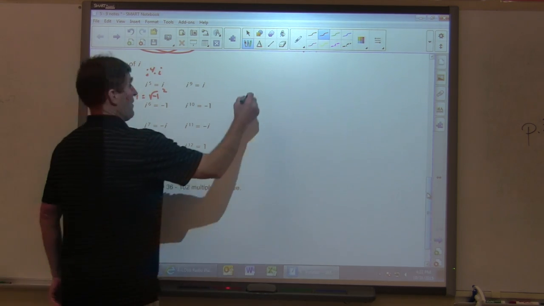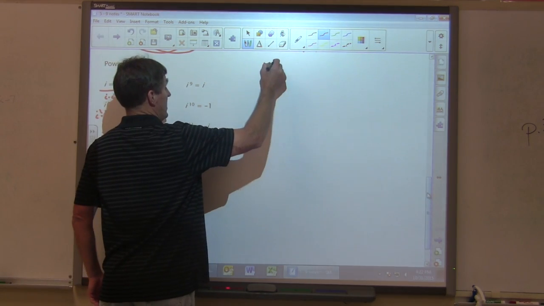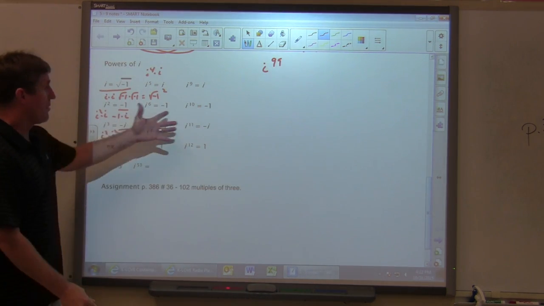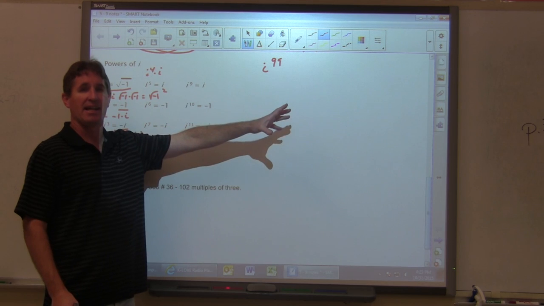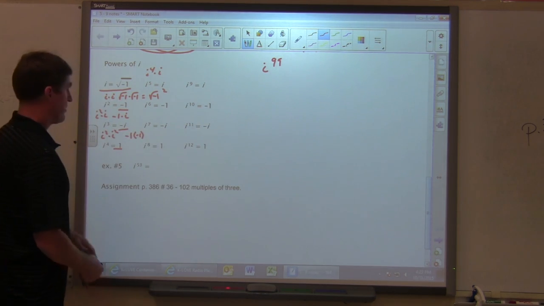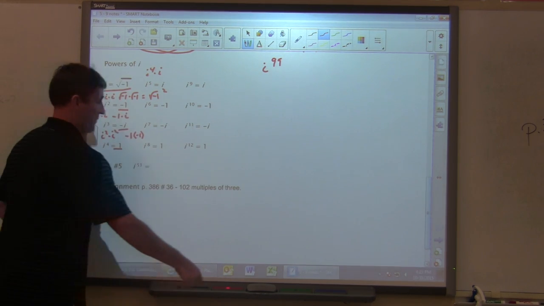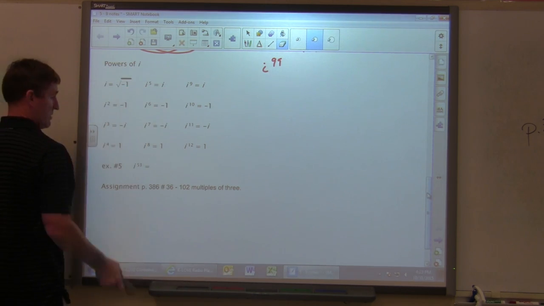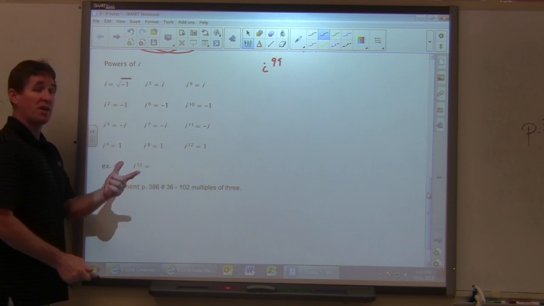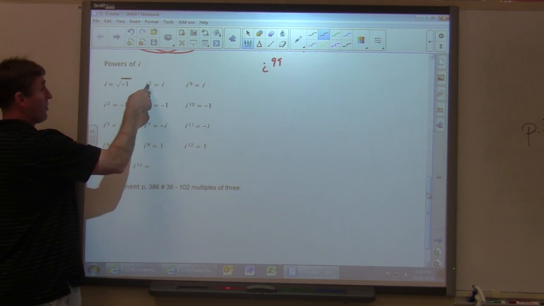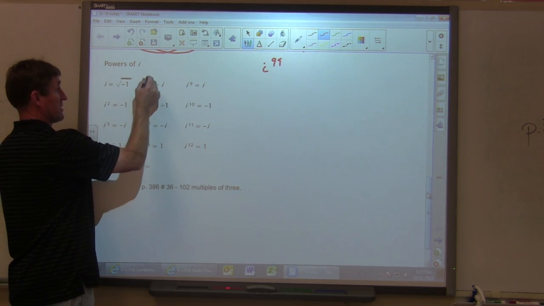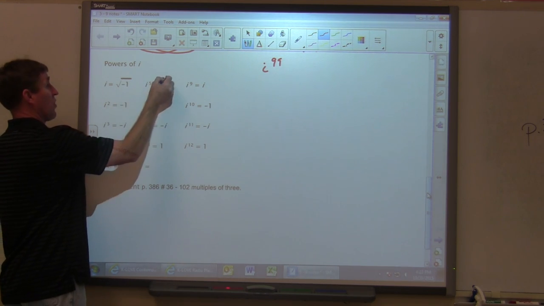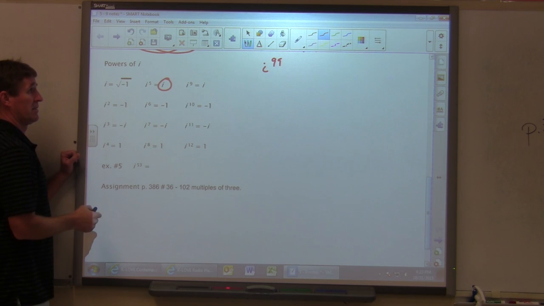But they're going to ask you to find things like I to the 99th power, and you don't want to make this chart out to I to the 99th. All we have to remember is we are going to divide by 4, whatever that power is. So you can do it in your head and say, well, 4 goes into 5 once, and there's 1 left over.